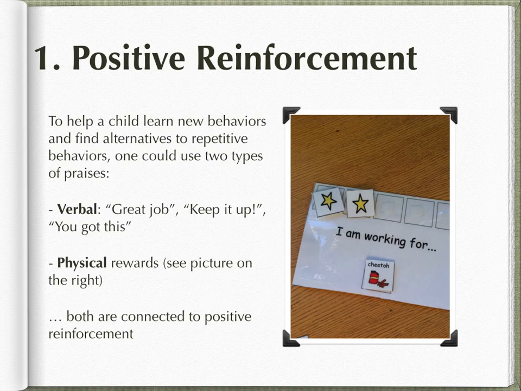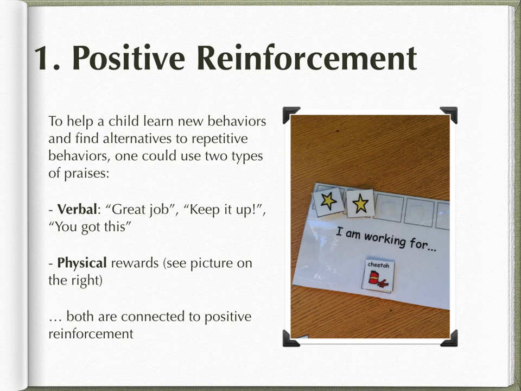Positive reinforcement is to help a child learn new behaviors and find alternatives to repetitive behaviors. So there are 2 types of praise that could be used to reinforce those. First, verbal, which is pretty straightforward, saying, "Great job, keep it up, you got this." But there's also the concept of physical reward, like shown in the picture on the right.